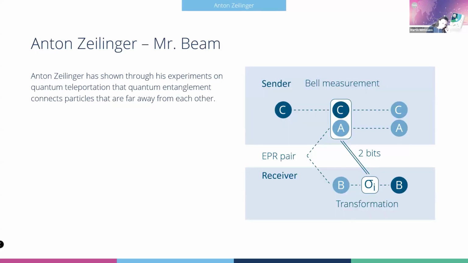Then also one quite important thing for the whole presentation is Anton Zeilinger, who was also called Mr. Bean. So he showed through his experiments that quantum teleportation is possible, and that quantum entanglement connects two particles that are far away from each other. Basically they had a photon with a spin, and they gave a photon a spin and measured another photon, and the spin also changed. So they teleported this information. Those two photons were quantum entangled, and that's exactly what we are also using.